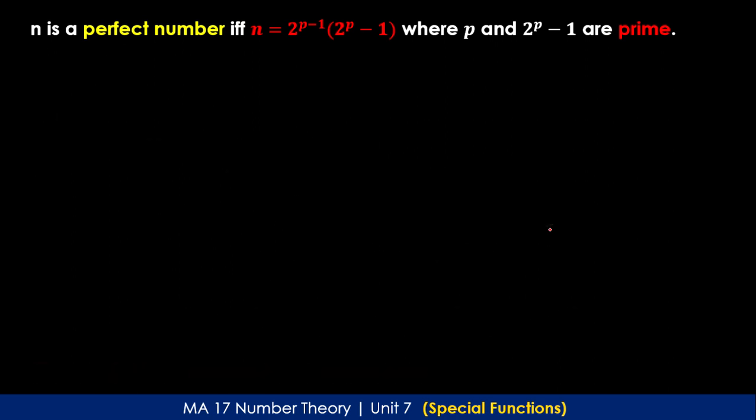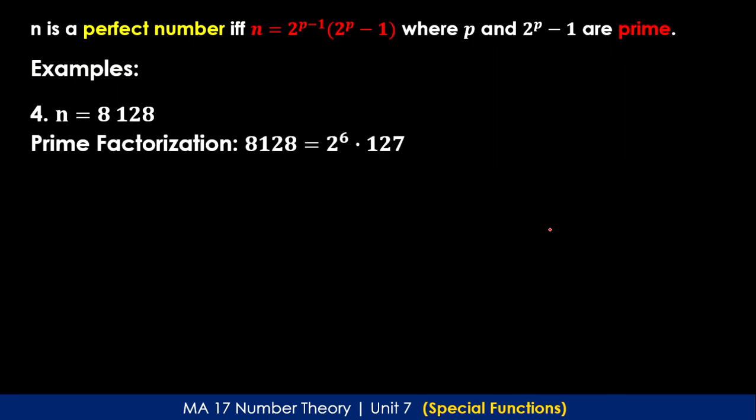Let's have another example. Let's say we have 8,128. The prime factorization for 8,128 is 2 raised to 6 times 127. So in this case, we have, again, the exponent 6, and 1 for 127. So we'll have the number of positive divisors, 14.